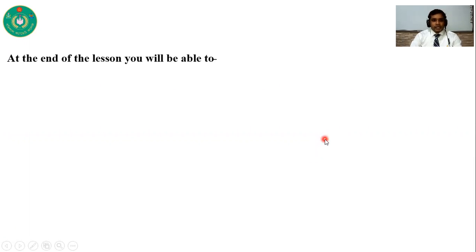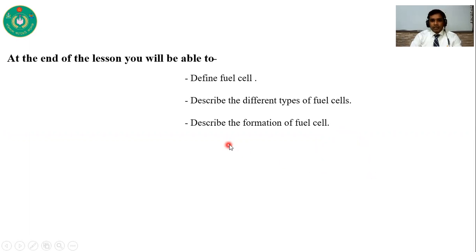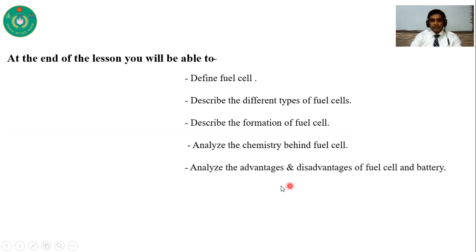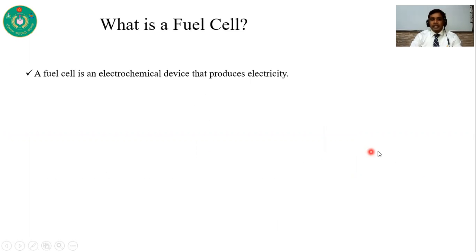So at the end of this lesson you will be able to define fuel cell. You can describe the different types of fuel cell, you can describe the formation of fuel cell, you can also analyze the chemistry behind fuel cell, and you can also analyze the advantages and disadvantages of fuel cell and battery. So first one, what is fuel cell? A fuel cell is an electrochemical device that produces electricity.